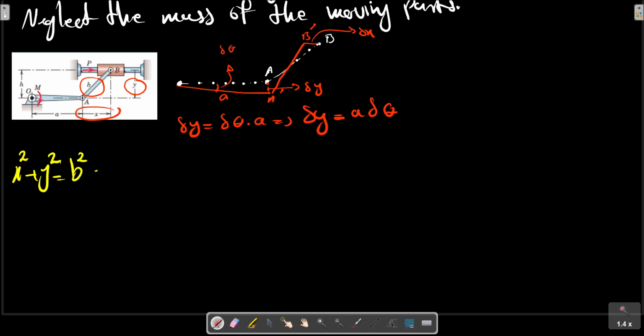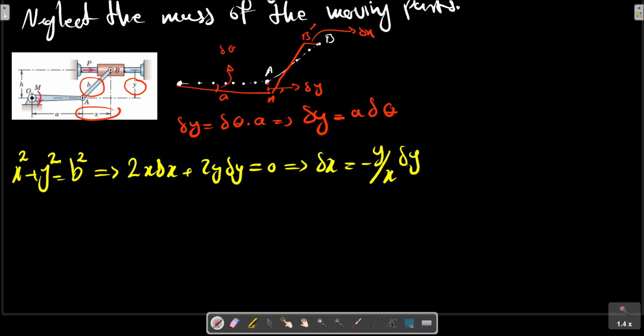So 2x delta x plus 2y delta y equals 0. So delta x equals minus y on x delta y. And substituting this relation, delta x equals y on x A delta theta.